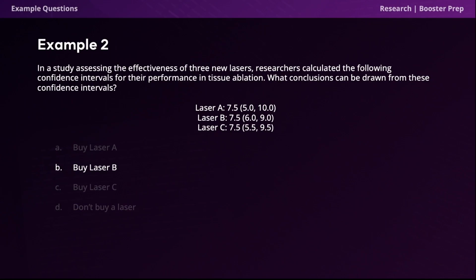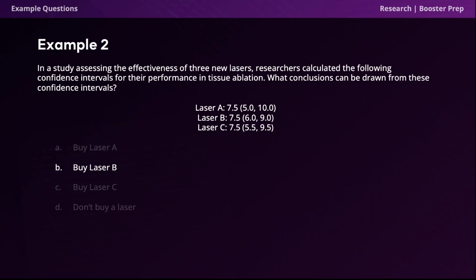Now, these confidence intervals represent the estimated effectiveness of 3 different lasers in tissue ablation. Each confidence interval consists of a point estimate, which is 7.5 in this case, and a range of values, which is the interval, that are likely to include the true effectiveness of the laser with a certain level of confidence. All 3 lasers have a point estimate of 7.5, suggesting similar average effectiveness in tissue ablation according to this study. However, the confidence intervals differ in their widths and exact ranges.